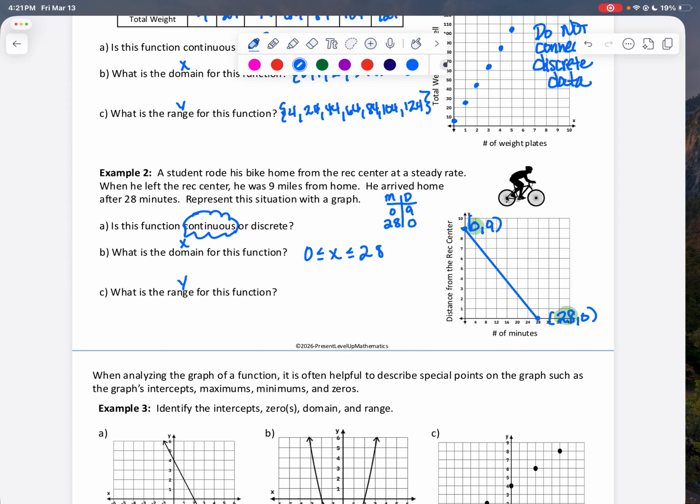Now the range of this function is the distance from the rec center. So for range, we'll be looking at the y values. Now when you're looking at range, you want to go from the bottom of the graph, which is 0, to the top, which is 9. So 0, 9, y, less than or equal to, less than or equal to. So what this is saying is the distance from the rec center must be greater than or equal to 0, but less than or equal to 9.